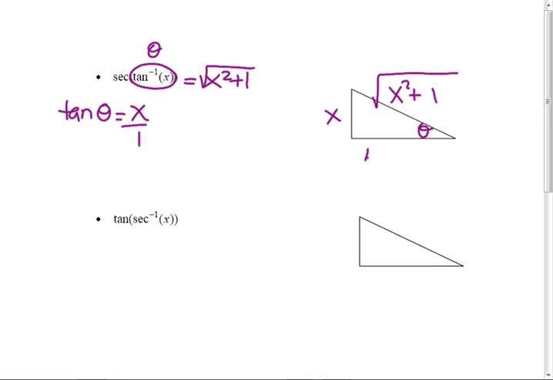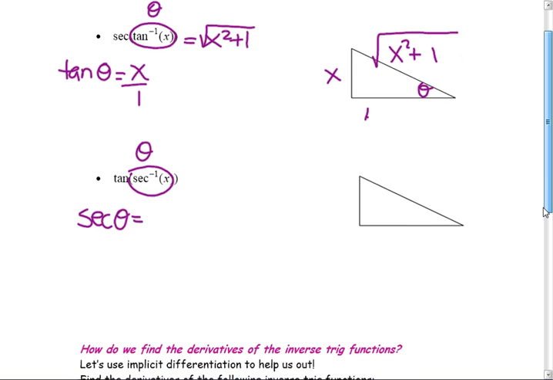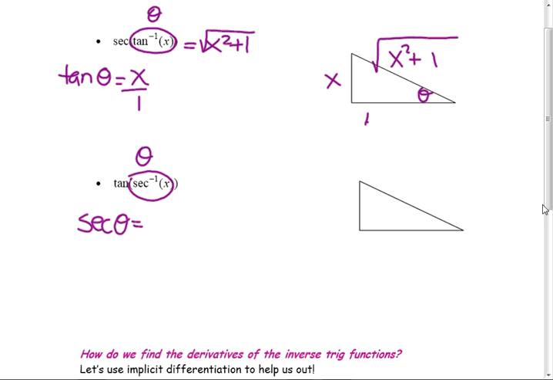Okay, ready for the last one? Noah, do you know how to do this now? Here's theta. So the secant of my angle. This is an angle, so that means the tangent of my angle is x over 1. The inverse trig means an angle. So when I have inverse secant, that's my angle. Secant of what angle gives me x over 1?